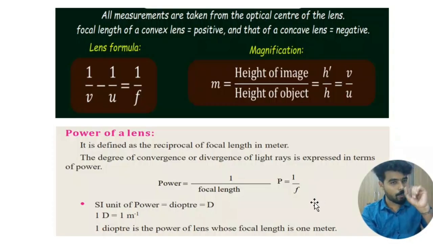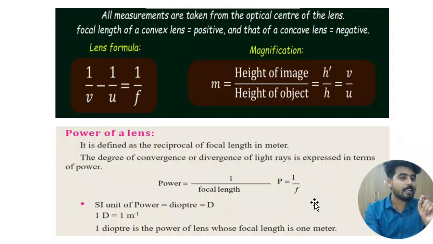So, we will get one more question, an MCQ, in our board exam. What is the MCQ here? SI unit of power. What is the SI unit of power? It is diopter, or capital D. What is the spelling of diopter? D-I-O-P-T-E-R? No, it is not D-I-O-P-T-E-R. It is D-I-O-P-T-R-E. Please don't forget this. Next, what is one diopter? One diopter is equal to 1 meter power minus 1.